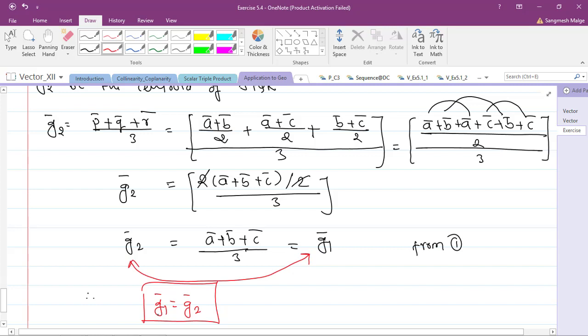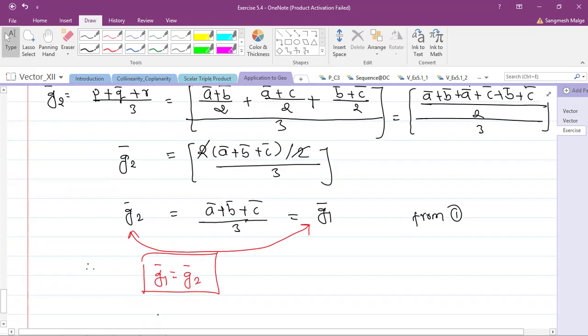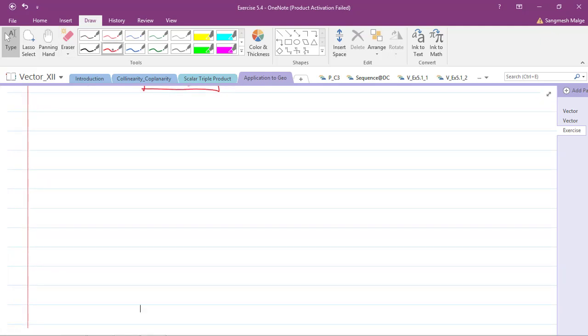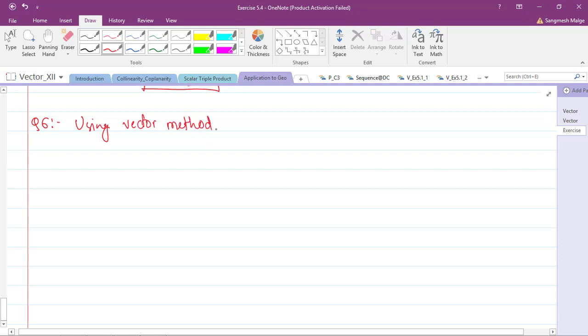Is it okay? That's great. So let's move to the next question. Question number 6. Question number 6 says like this: using vector method. Yes, we can use the vector method now. Using vector method, we are perfect now in the vector method.